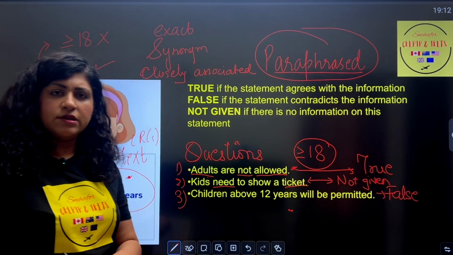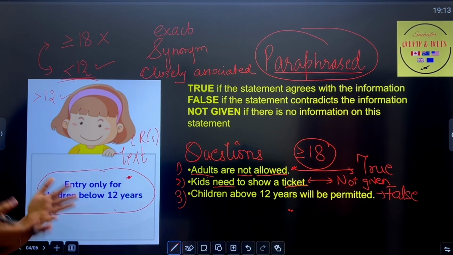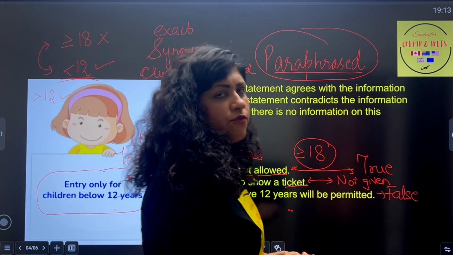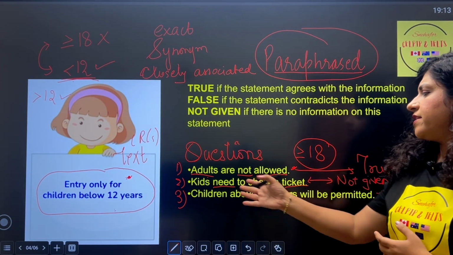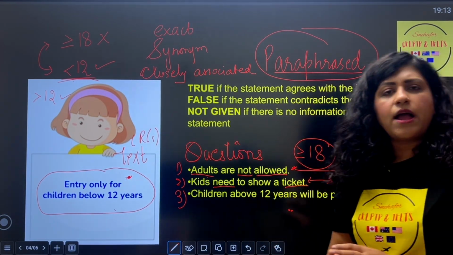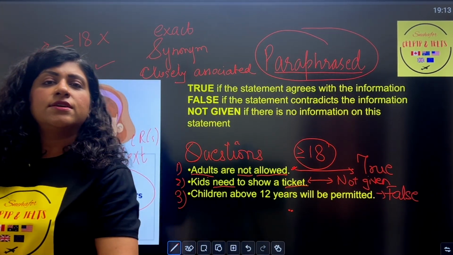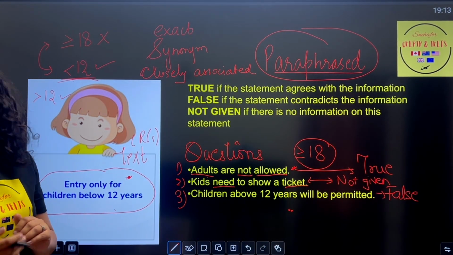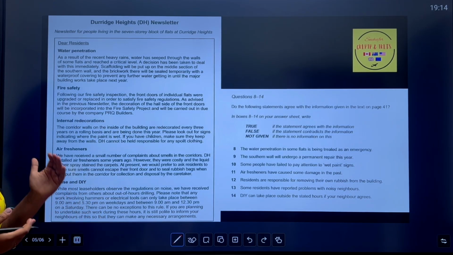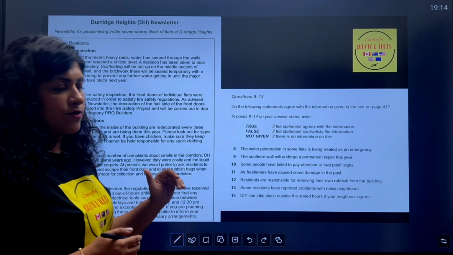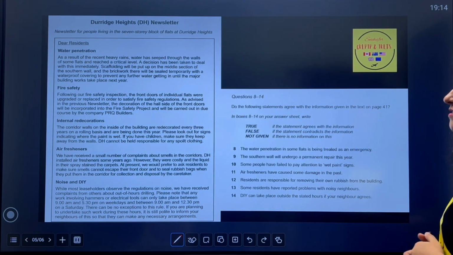The information is not given anywhere in the text, let alone be true or false, right? Because the information is not there. How can I say that kids need to show a ticket or not? I don't know. Maybe they do, maybe they don't. The text doesn't talk about it. So these are true, false, not given types of questions. So today we are going to solve these true, false, not given types of question that are asked in IELTS.